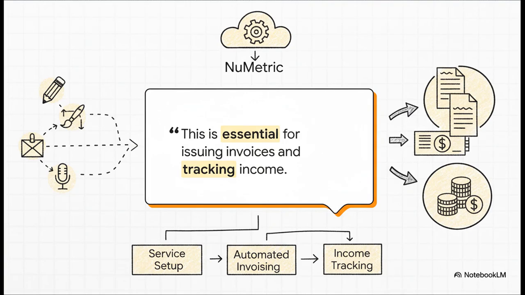And this is exactly why this one step is so essential. By linking each service to an income account, you've just put your bookkeeping on autopilot. From now on, every single invoice you send automatically tracks your income, giving you a perfect picture of where your money is actually coming from.